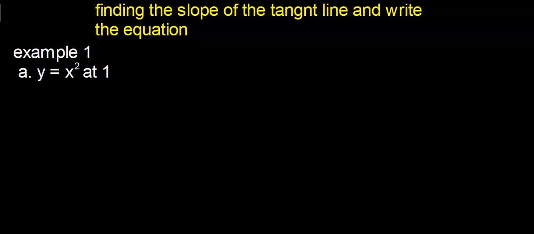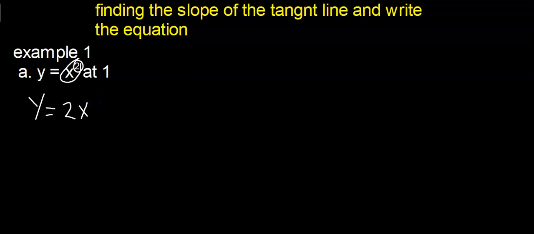So the first example says y equals x squared at 1. The first thing I want to do is find the slope, and that allows me to write the equation. In order to find the slope, you have to derive the x squared. So I'm going to bring this 2 down to the front, and it will be 2x. When you subtract 1 from this 2, you get just 2x to the power 1, but you don't have to write it.